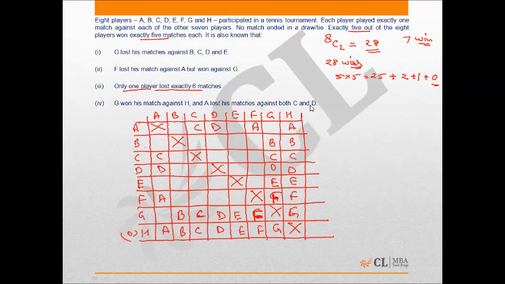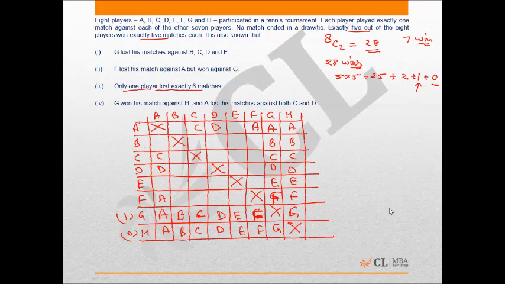Now all the players among A, B, C, D, E, F have at least 2 wins, right? So the person who got exactly 1 win has to be G in this case, because this is the only win which you have. That means in the game between A and G, A must win, and similarly it will come as A.